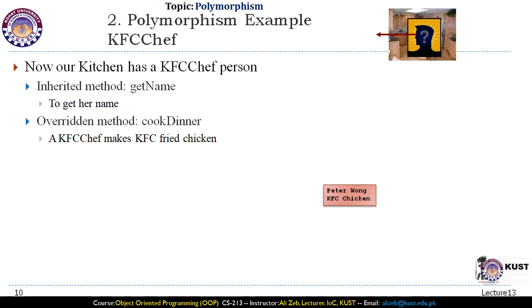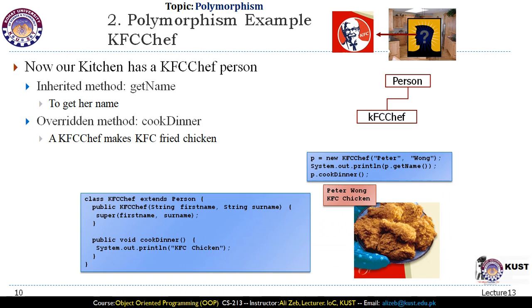If we look at the next two scenarios, in one case we have a KFC chef person with exactly the same inheritance. For example, it is inheriting the getName method and it is overriding the cookDinner method. It has no specific method of its own. And we can see that when we call the cookDinner method using an object referencing the KFC chef, we get a KFC dinner in this case. Exactly the same method that we call, but we are getting a different result. We are getting a different name and we are getting a KFC chicken.